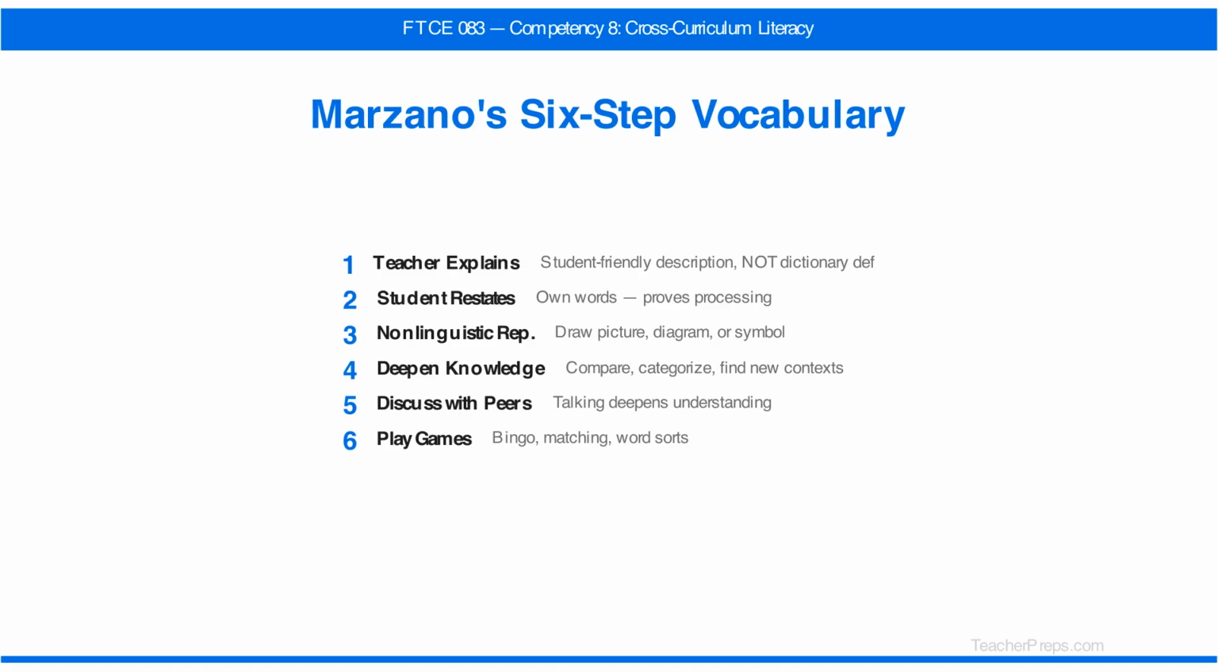Step 5. Students periodically discuss the terms with one another. Talking about vocabulary with peers deepens understanding. Step 6. Students periodically participate in games that allow them to play with the terms. Activities like vocabulary bingo, matching games, or word sorts create multiple low-stakes exposures to the words.